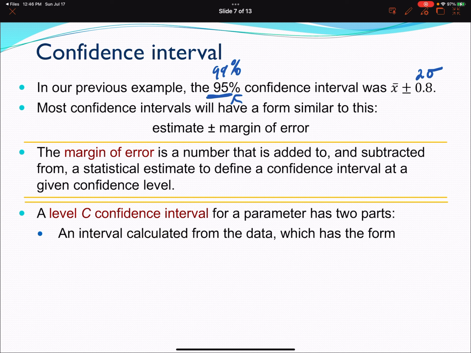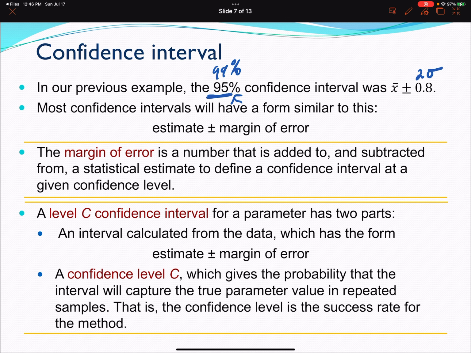So a level C confidence interval for a parameter has two parts. An interval calculated from the data, which has the form estimate plus or minus margin of error. And a confidence level C, which gives the probability that the interval will capture the true parameter value in repeated samples. So we had a confidence level of 95% before, so 95% of those intervals would contain the true population mean.